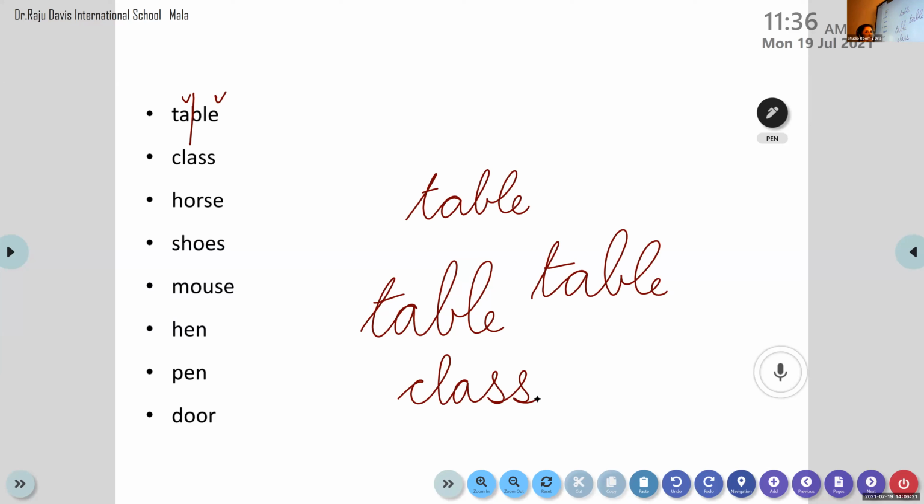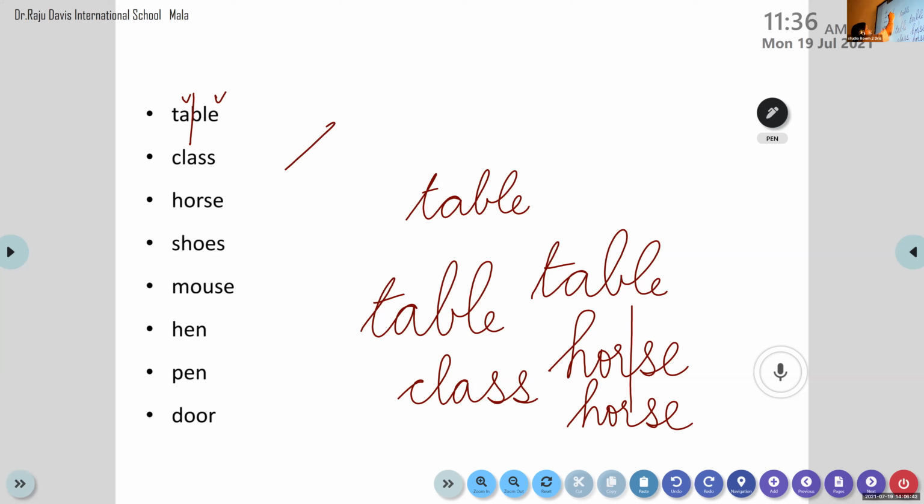That's why I've told you to take your rough book with you. Class. Okay, similarly, horse. Horse is a two-syllable word. H-O-R, horse. Shoes is a one-syllable word. Shoes. And hen, pen, and dough, we have already discussed. It is an easier spelling.